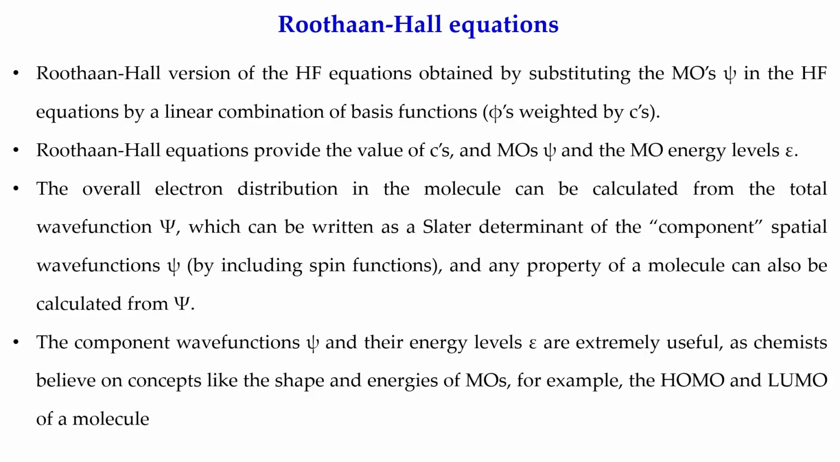Also psi can be written as a Slater determinant of the component spatial wave functions, small psi, by including the spin function also, and any property of a molecule can be calculated from both of them. The component wave functions psi and their energy levels epsilon are extremely useful. Why? Because these two express the molecular orbitals, and as chemists we always want to see the shape and the energies of the molecular orbitals, like for HOMO and LUMO, because electron transfer and other mechanisms can take place through the transfer of electrons from HOMO to LUMO or like that.